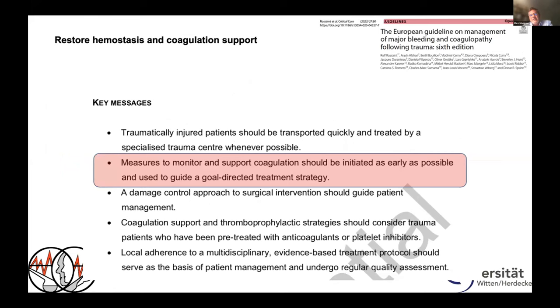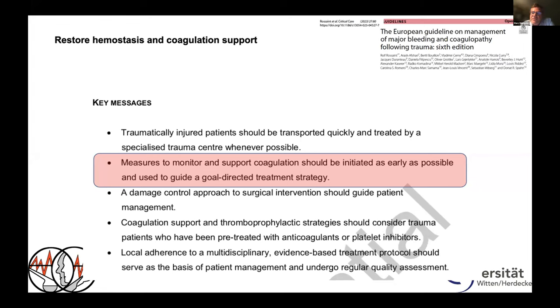And this leads me to the recommendation, one of the key messages of the European trauma guideline that has been updated for the sixth time earlier this year, that measures to monitor and support coagulation should be initiated as early as possible and used to guide goal-directed treatment strategies. And there are essentially two ways how you can do it.